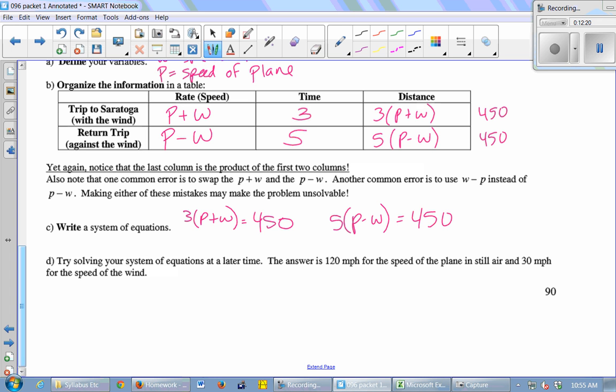Again, I'll let you solve these on your own some other time. It turns out the answer is 120 miles per hour for the plane, and 30 miles per hour is the speed of the wind. If you want to practice your solving techniques, you have the answer to check it.